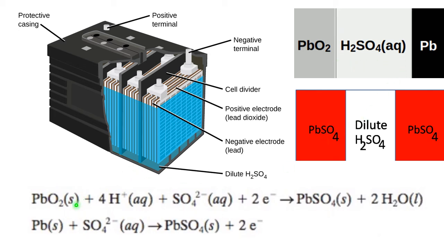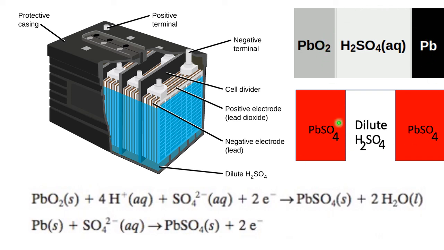When the battery discharges, the reaction is as follows. PbO2 takes 4 protons and sulfate and 2 electrons to make lead sulfate and water. Lead takes sulfate to make again lead sulfate and gives away 2 electrons. So electrons are coming from here to there.